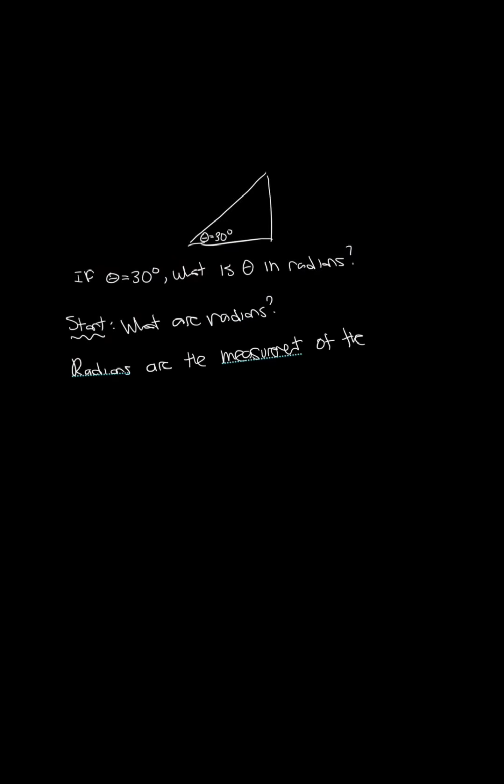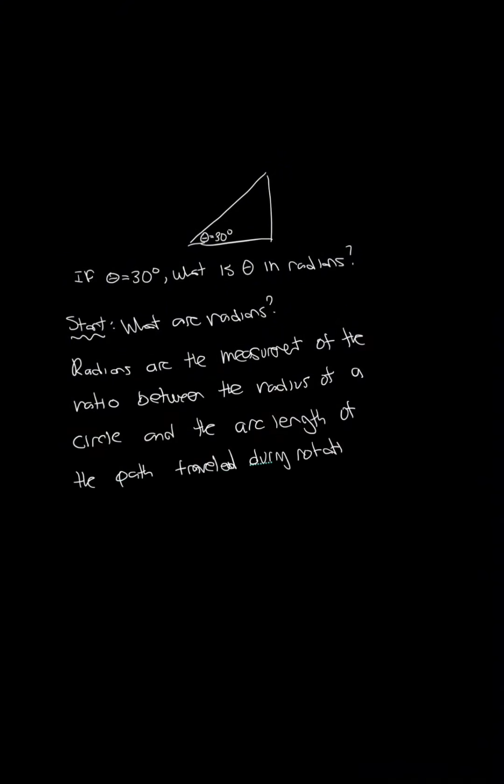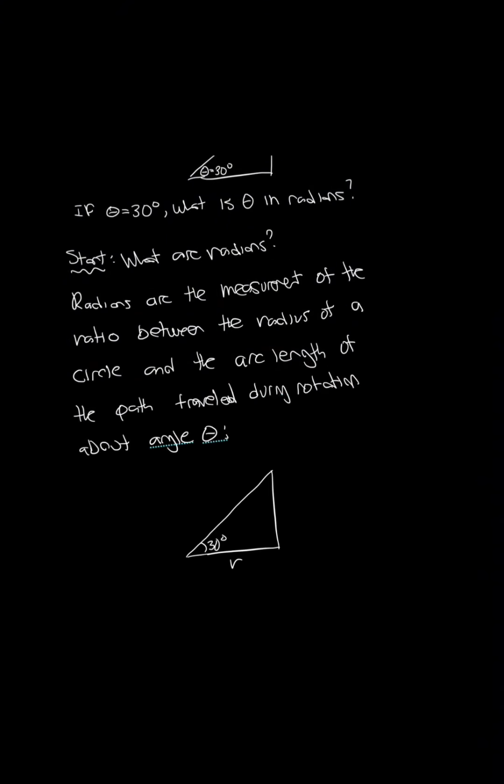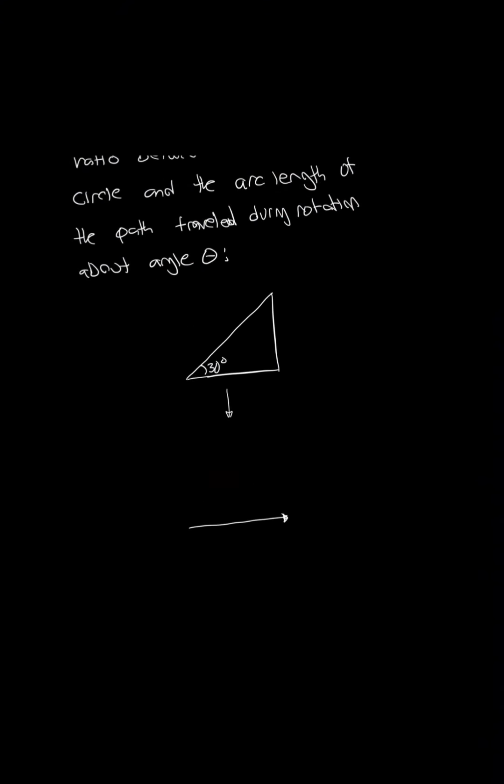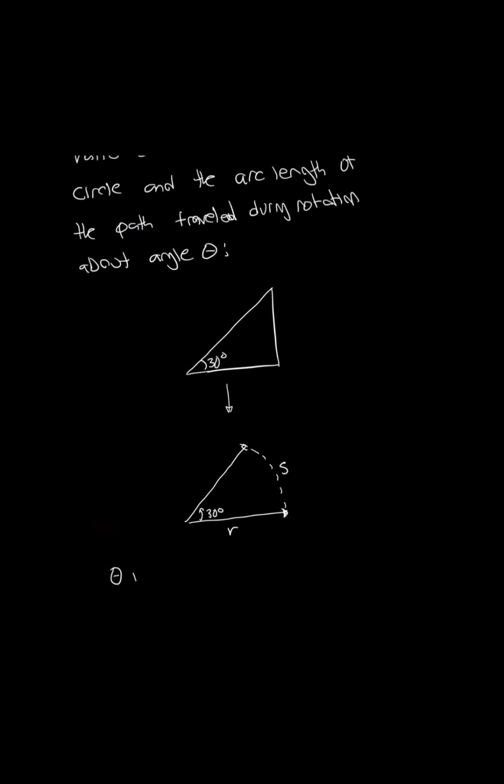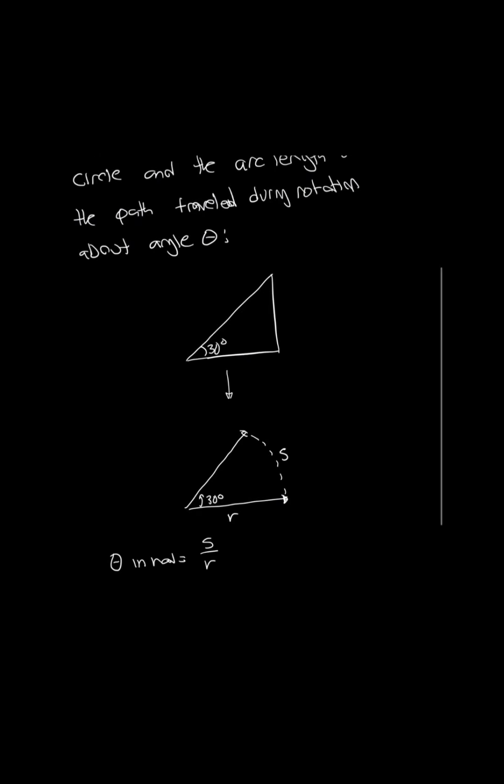Radians are the measurement of the ratio between the radius of a circle and the arc length of the path traveled during the rotation about an angle theta. So what does this mean physically? If we draw our vector of radius r and rotate it at an angle 30 degrees, s is going to be our arc path length, and theta in radians is going to be equal to the arc path length divided by the radius r. So it's going to be equal to s over r.